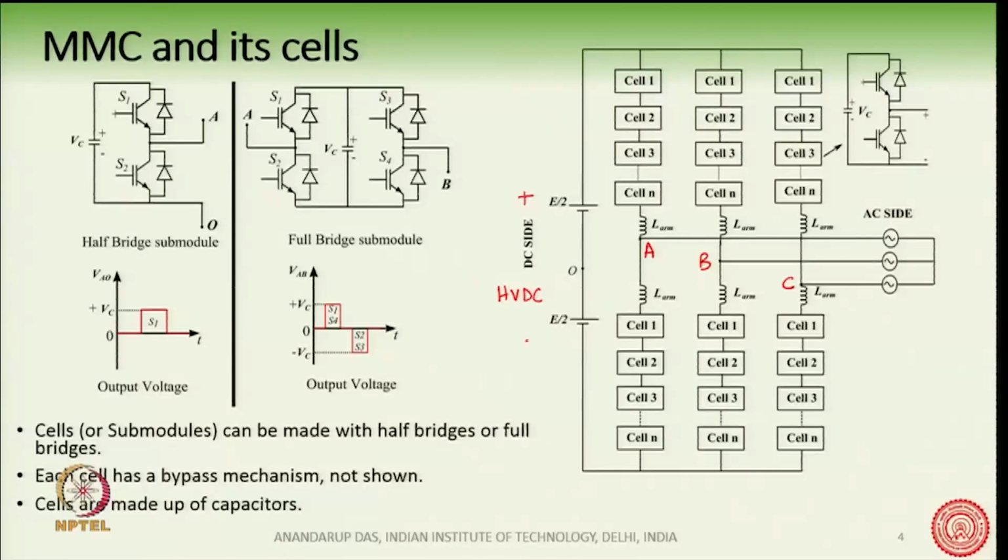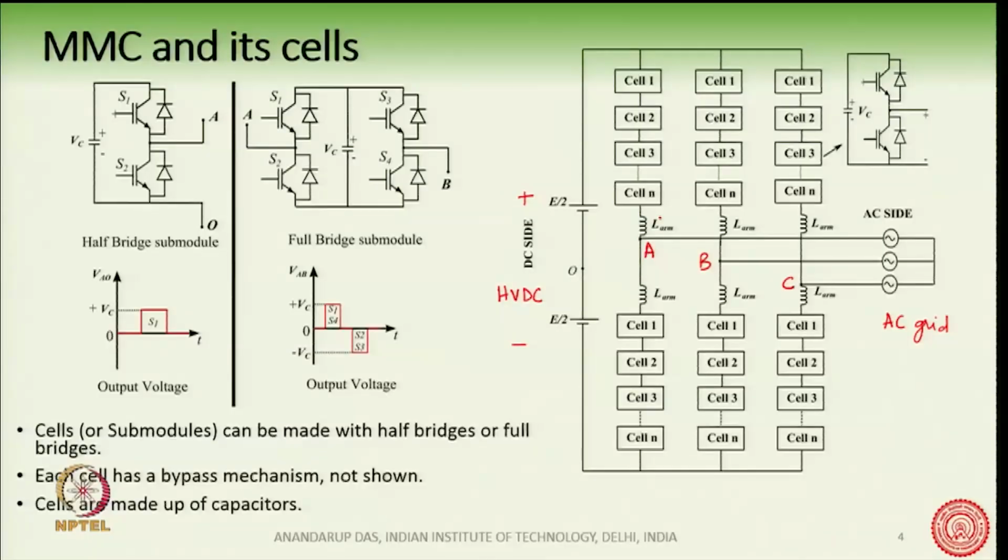For example, if I think of an HVDC application, then this side becomes the HVDC, this is the plus and this is the minus of the HVDC, and this is the AC grid here. This is the AC side, A phase, B phase, C phase, and the converter is connected in this fashion with 6 arms. Each phase has 2 arms, upper arm and lower arm.